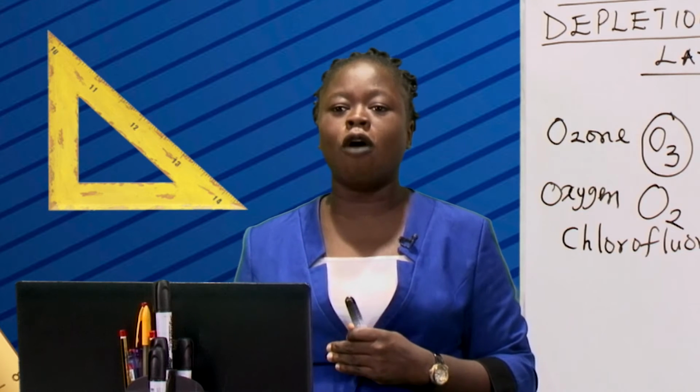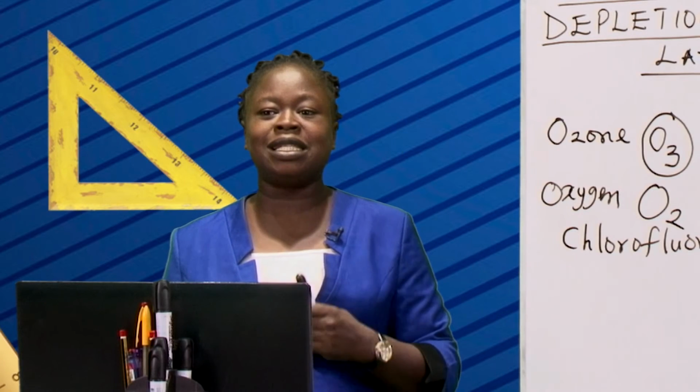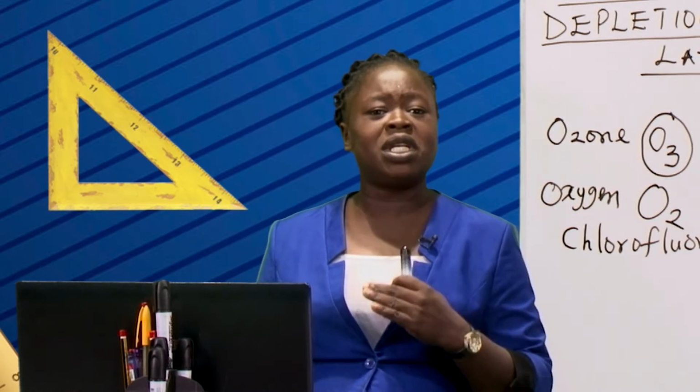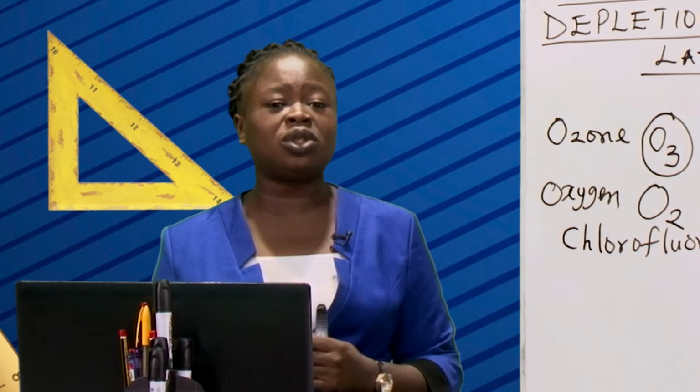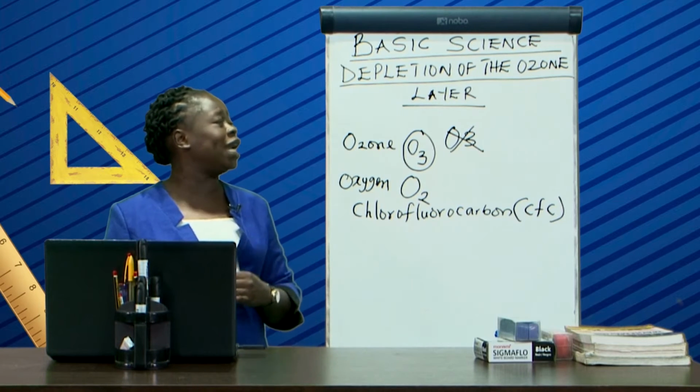And then after this, what can we experience? What are the effects of ozone layer depletion? Dangerous. Too much exposure to these ultraviolet rays is dangerous to our health. Appearance of several forms of cancer. Severe sunburns. We have cataracts. Rapid aging of skin. Lower resistance against infectious diseases. How do we control this? Depletion of the ozone layer. How do we control it?